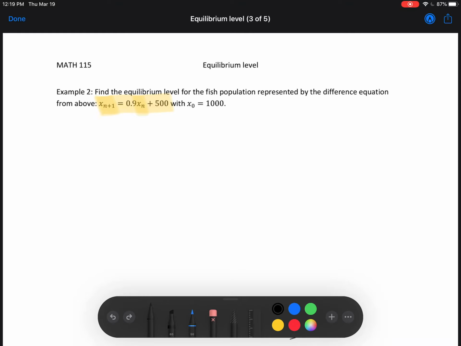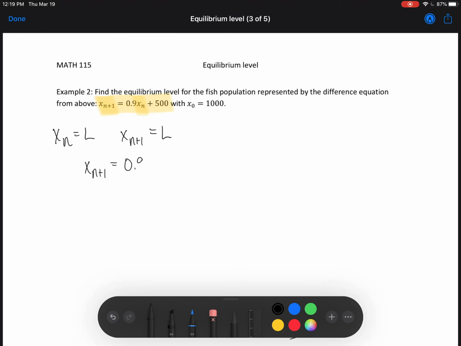All right, so what we really want to do right now is to find the equilibrium level. For the equilibrium level, we set x sub n equal to L and x sub n plus 1 equal to L in our original equation. The reason that we're doing that is because we're thinking about far into the future, or for larger values of n, the population in year n and in year n plus 1 are actually going to be exactly the same.